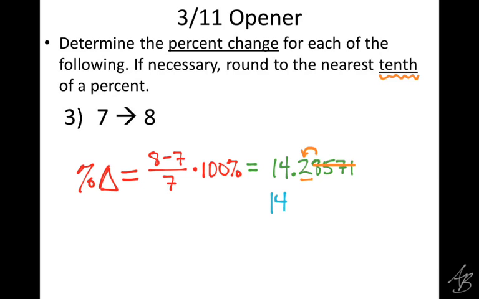So we get 14.3. And then what 2 things am I missing besides the rounding part there? Plus sign and percent. And the percent, good. So this is an increase of 14.3%, so we need that plus sign and we need the percent symbol.